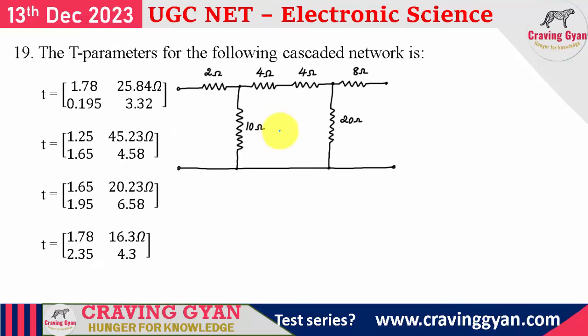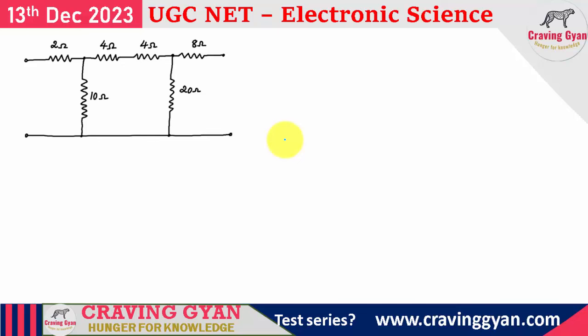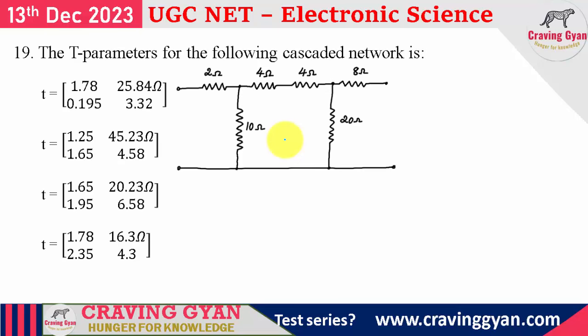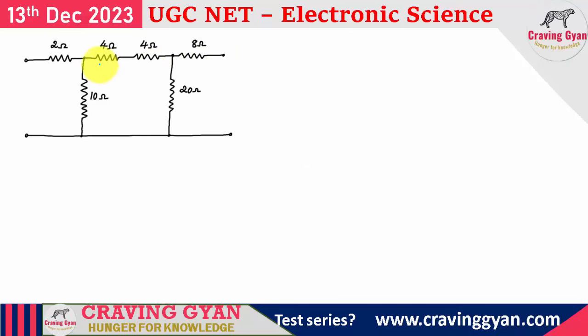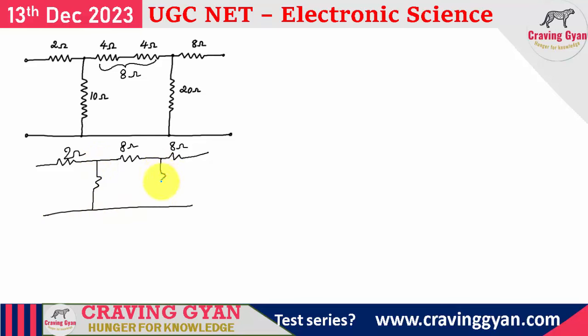19th question. They have given the T parameter. If you want, you represent it in terms of a Z parameter and then you try to solve. It will be very much easy for you. See, this 4 ohm and 4 ohm, the equivalent value is 8 ohm. Why? It is connected in series. Now, you will be having the 2 ohm resistor followed by 10 ohm followed by 8 ohm. So, here it is 2 ohm, 8 ohm and 8 ohm. Again, you will be having 10 ohm and 20 ohm.